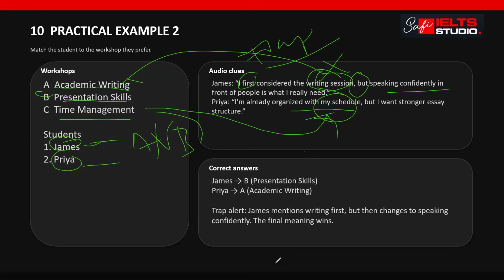Because I kept telling you for the last 2-3 days, always wait for the final words. These are your final words. What students do is decide their answers based on the initial part. They hear she said, already organized with my schedule, so she doesn't need help with time management, because schedule is related to time management. But she wants what? "I want a stronger essay structure." Stronger essay structure is related to academic writing. Yes, A goes for this. Do you all understand now? Yes, sir. Clear.